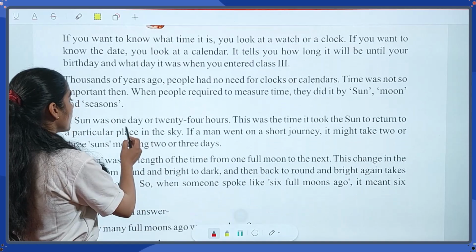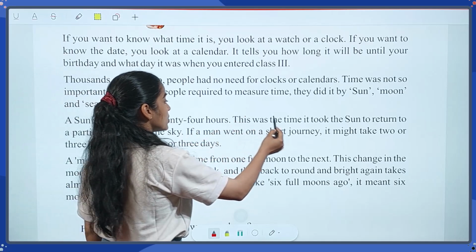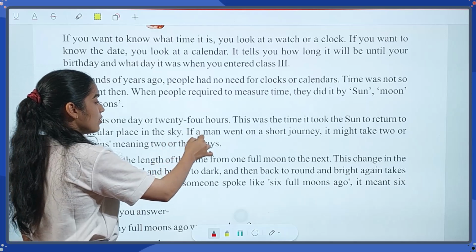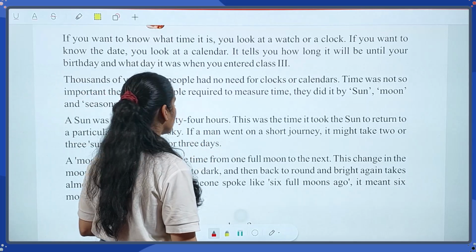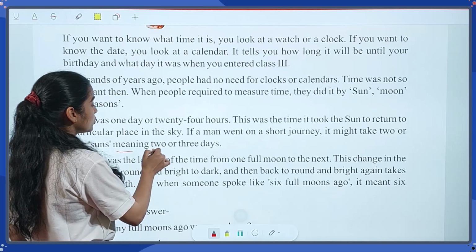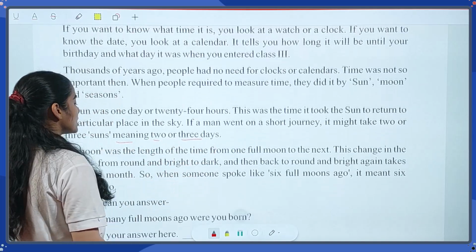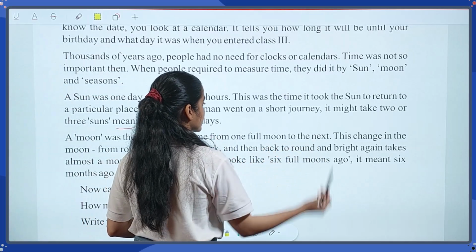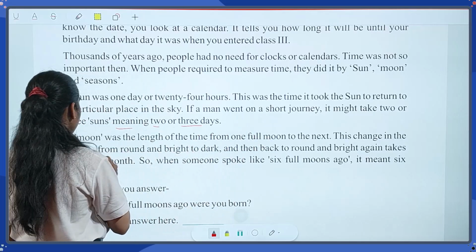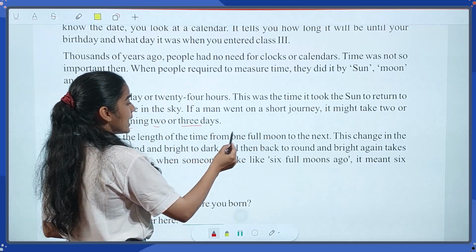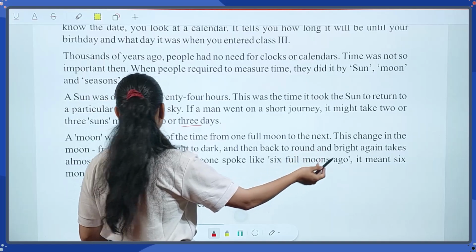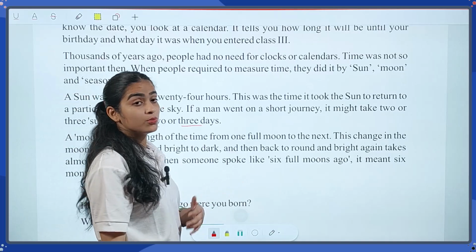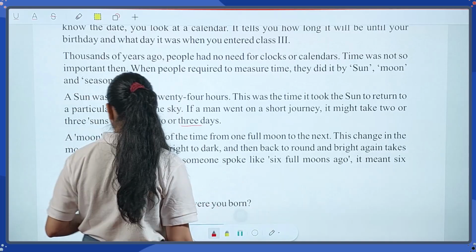A sun was 1 day or 24 hours. This was the time it took the sun to return to a particular place in the sky. If a man went on a short journey, it might take 2 or 3 suns, meaning 2 or 3 days. A moon was the length of time from one full moon to the next. The changes in the moon from round and bright to dark and then back to round and bright again take almost a month. So when someone spoke of 6 full moons ago, it means 6 months ago.